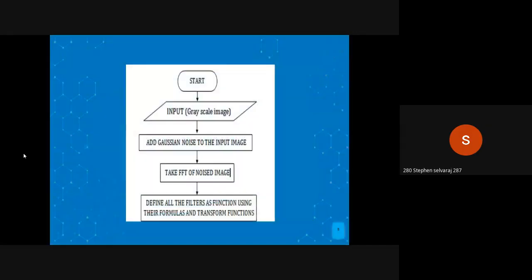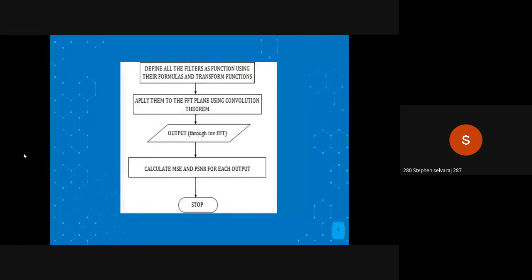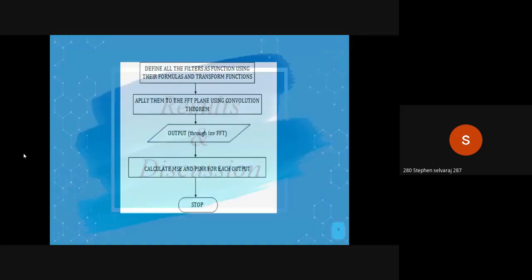Following is the flowchart of our program. To start off, we take an input image, convert it into a grayscale 8-bit image, and add Gaussian noise to that image. Then we take the Fourier transform of that noise added image and define all the filters as a function using the formulas mentioned earlier, and thus we create the mask. We apply that mask to the Fourier transform of the noise added image and take its inverse transform to get the output. Then finally, we calculate the MSE and PSNR for each output. Next, please.